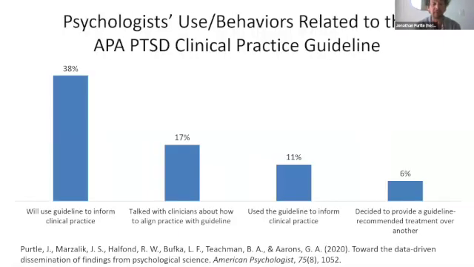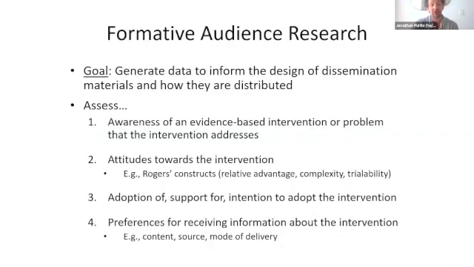Example here from the partnership with the APA. We find that about 40% of clinicians we surveyed said they planned to use the guideline to inform clinical practice. About 10% had already used it. 6% had decided to provide a guideline recommended treatment over another. About 20% had talked with clinicians about the practice guideline. We did this survey about 6 months after the guideline had been put out there by the APA. And again, just potentially important information that can inform how we disseminate about the guideline and evidence more broadly.